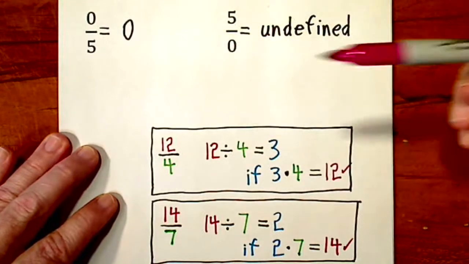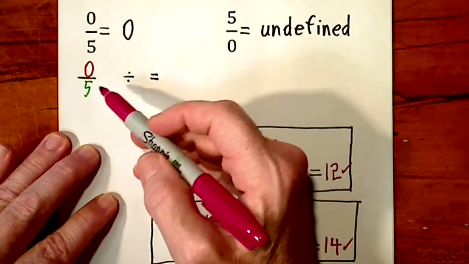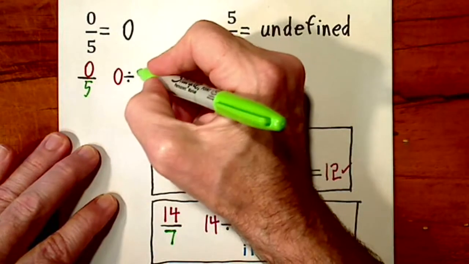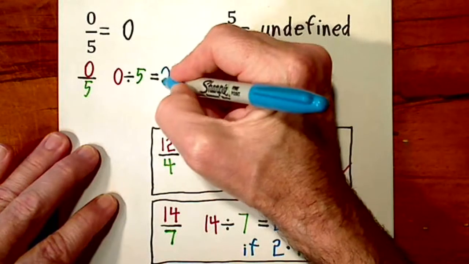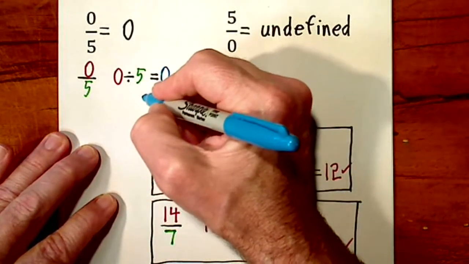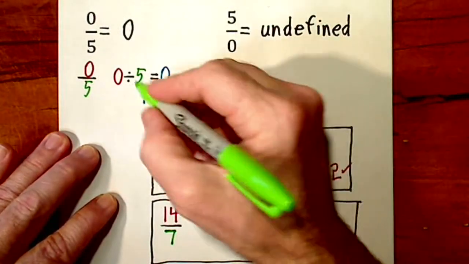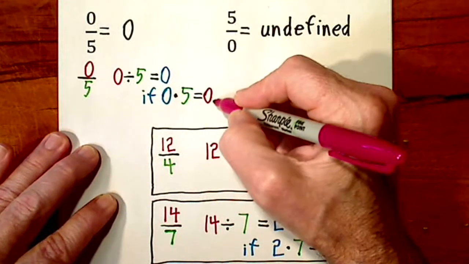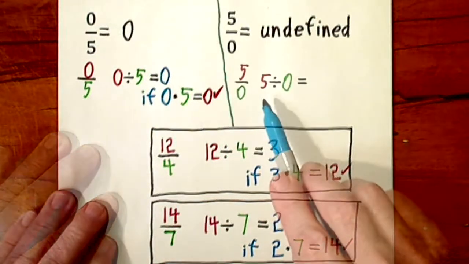Let's check out what happens when 0 is involved. So 0 divided by 5 can be written as 0 divided by 5, and I say that's equal to 0. We'll check this. This is true if 0 times 5 equals 0, and it does. So this checks out.